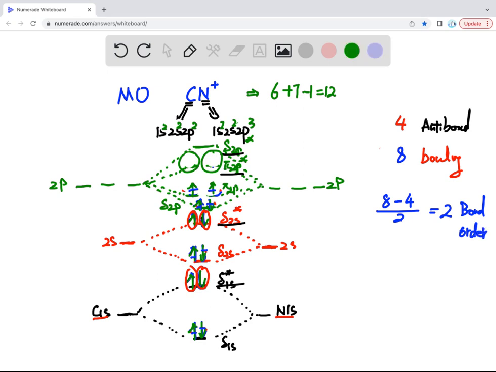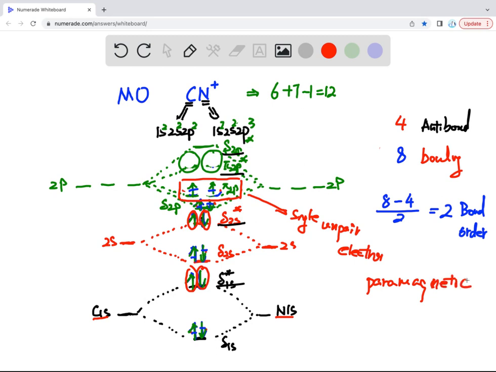And the final question: does this compound exhibit magnetic properties? The answer is yes. Why? Because look at here. It has single, unpaired electrons at this pi orbital, which means it's paramagnetic. So this is the answer.